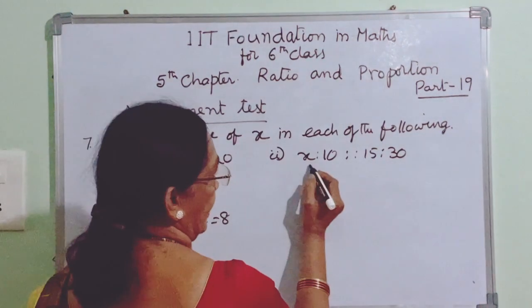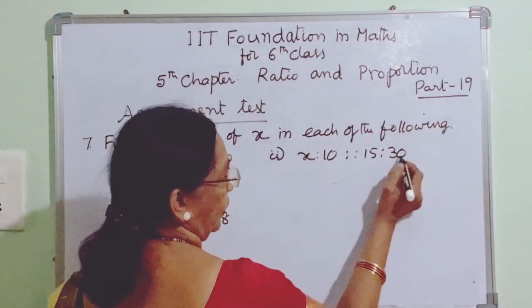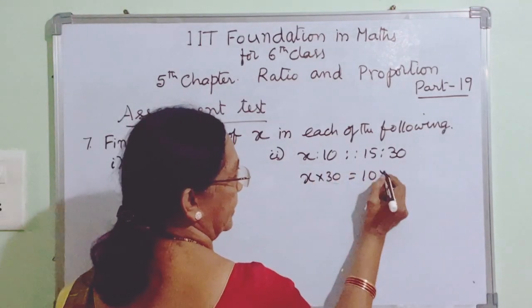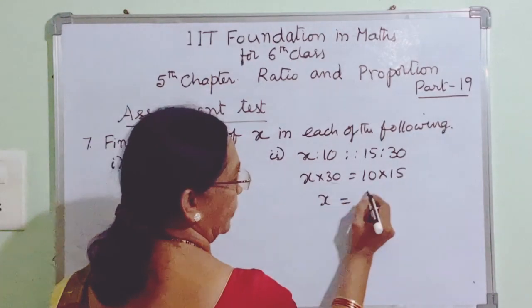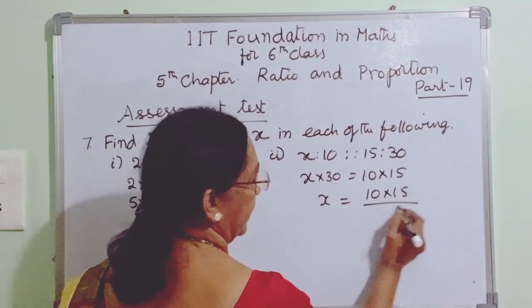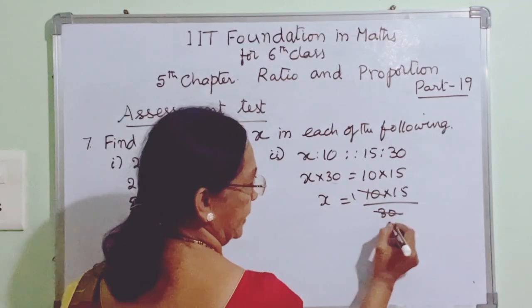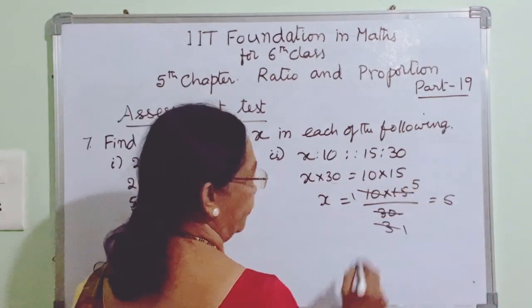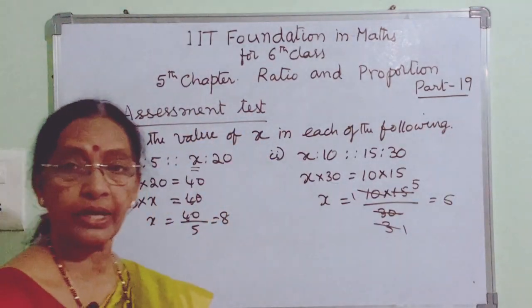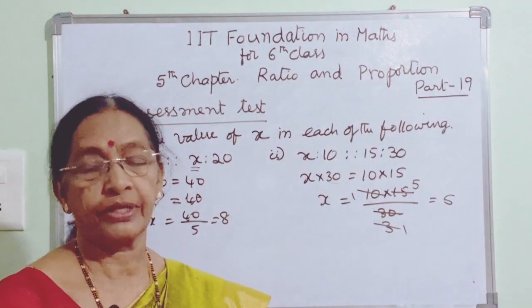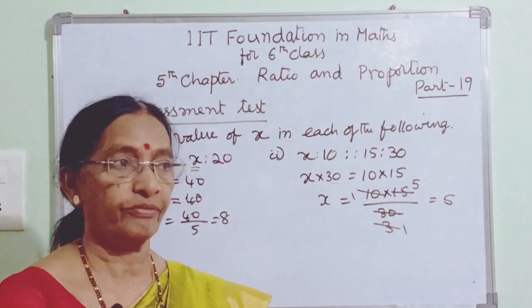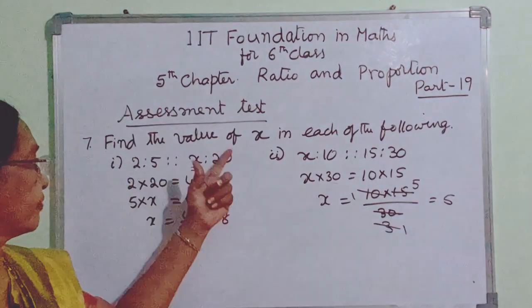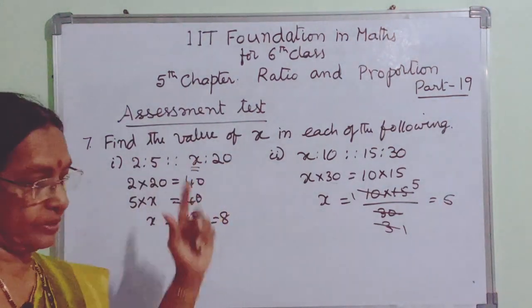Next, the product of extremes x into 30 is equal to the product of means 10 into 15. Therefore, x is equal to 10 into 15 by 30. 10 ones, 10 threes, 3 ones, 3 fives, 15. Therefore, x is equal to 5. Just we are using the rule of proportion. When four numbers are in proportion or when two ratios are equal, the product of extremes is equal to product of means.